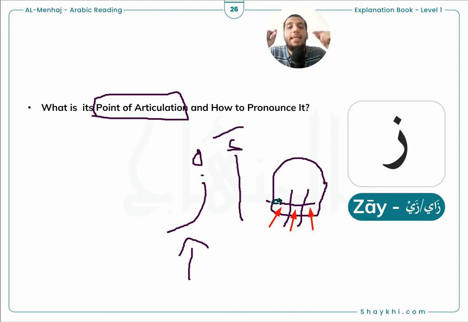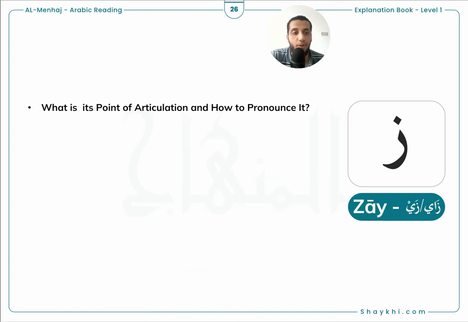Also Allah says: زعم الذين كفروا أن لن يبعثوا. So this is the point of articulation of letter Zay and how we pronounce it: the tip of the tongue touches the edge of the front two lower incisors. This is the discussion of the first point.